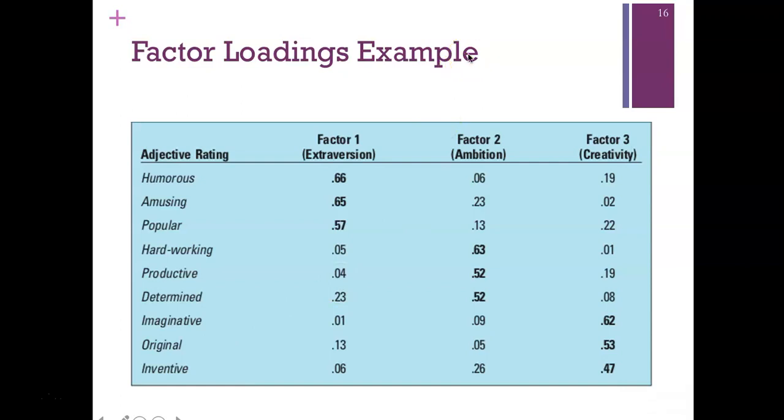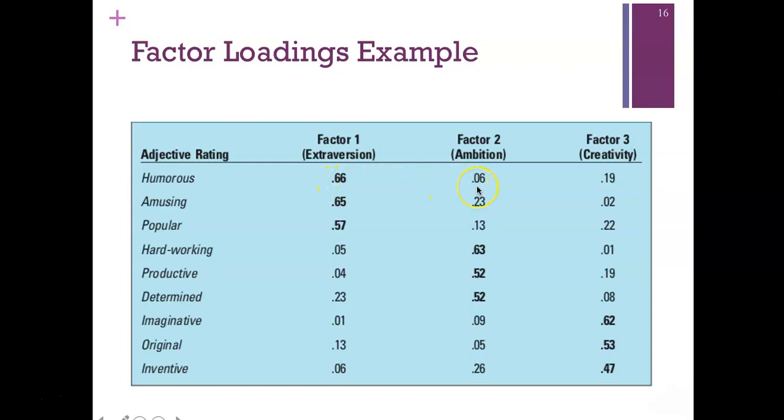Well, the computers will, let's say, take all those ratings that we entered in there and say, nope, all of these adjectives that you got going on right here, they're really only describing 3 things: extroversion, ambition, and creativity. And if we take a look at, say, humorous, we see 0.66. This is a factor loading. So if we see 0.66, that's pretty high. That's a pretty decent factor loading right there, right?